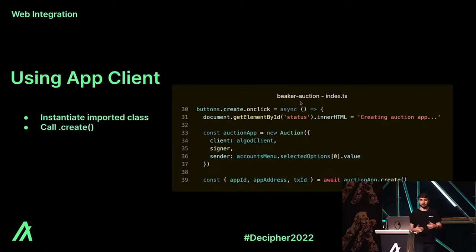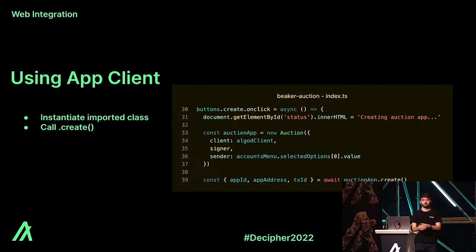So once we have that connection set up, we can start actually interacting with the smart contract. This is a snippet from the JavaScript code showing what it looks like when we create the smart contract. We'll have a button that's just called create. And when we click that button, what we want to do is instantiate this auction class. This is a class that was auto-generated by Beaker TS, and we're passing in some parameters here.